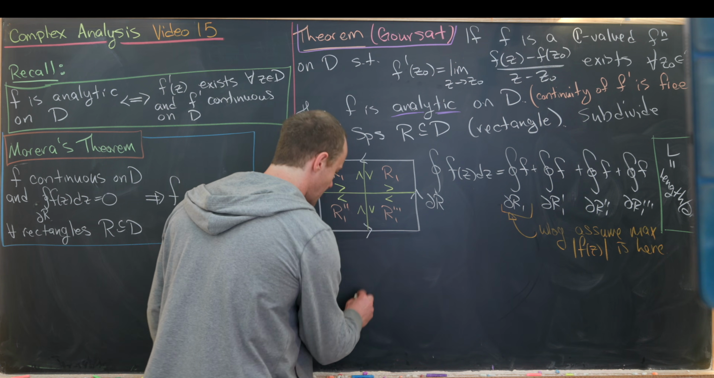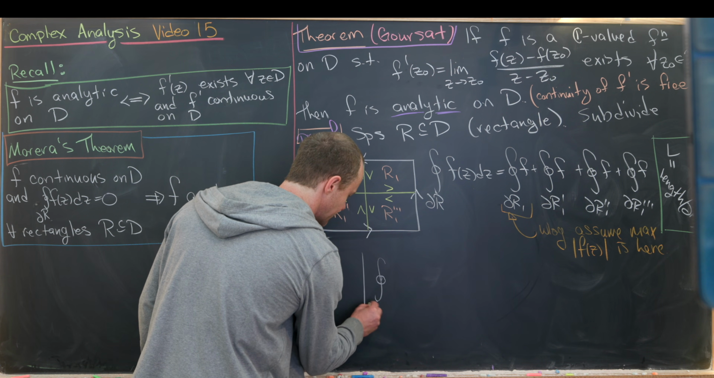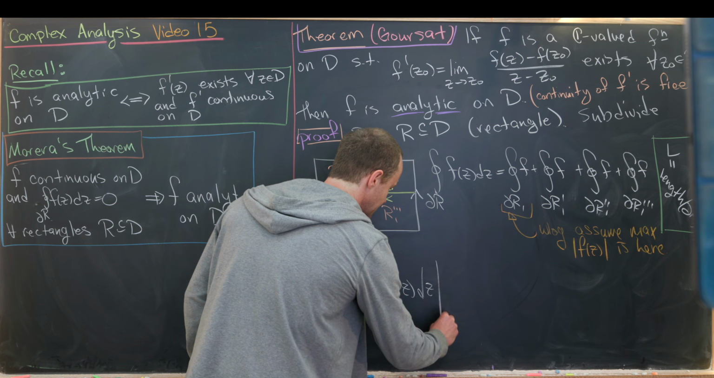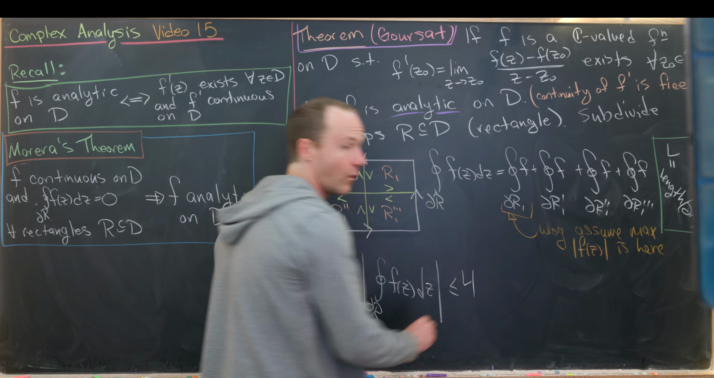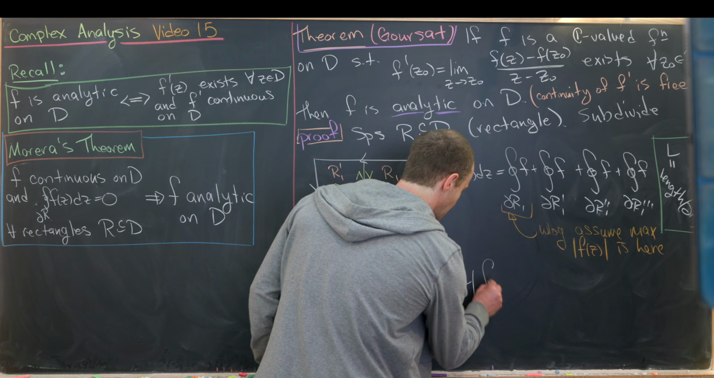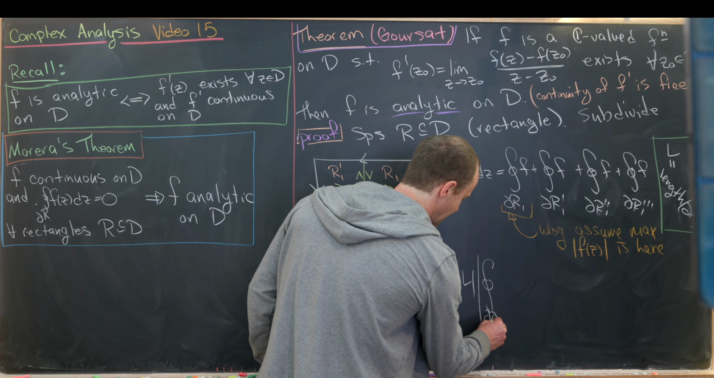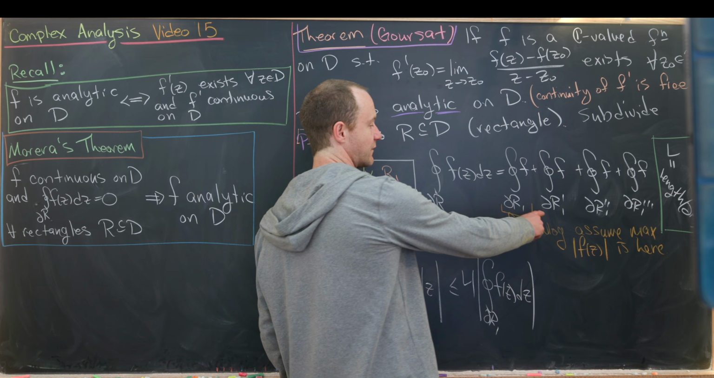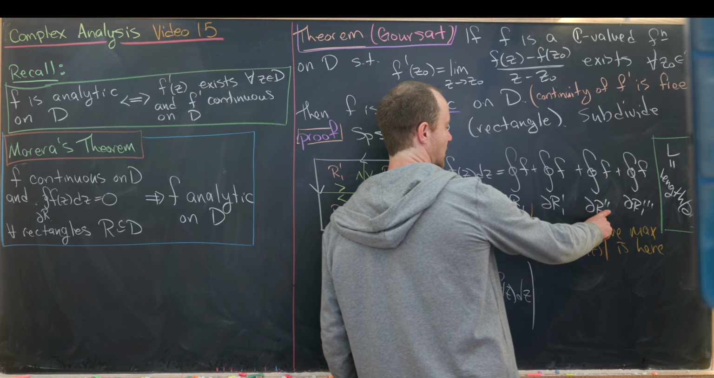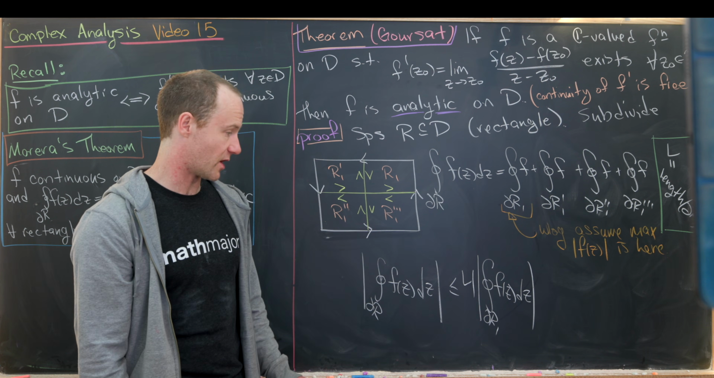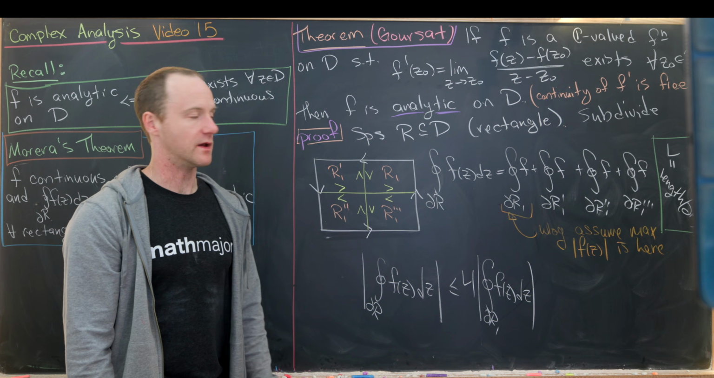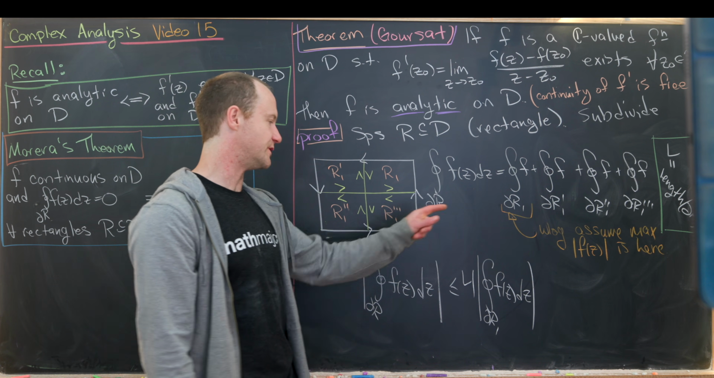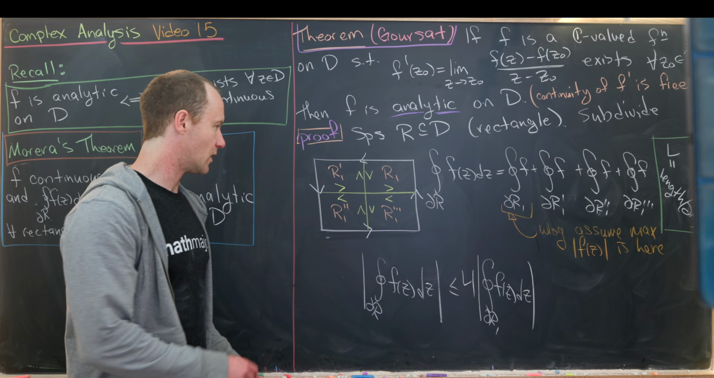So now we'll look at the modulus of this. So it's going to be the modulus of the integral over the boundary of R of f of z dz, which will be less than or equal to 4 times the modulus of the integral over the boundary of R1 of f of z dz. And that's because we've replaced the boundary R1 prime, R1 double prime, and R1 triple prime with R1. And so if we're getting the maximum modulus on this part of the boundary, then doing that replacement, we get this inequality. Okay, nice.